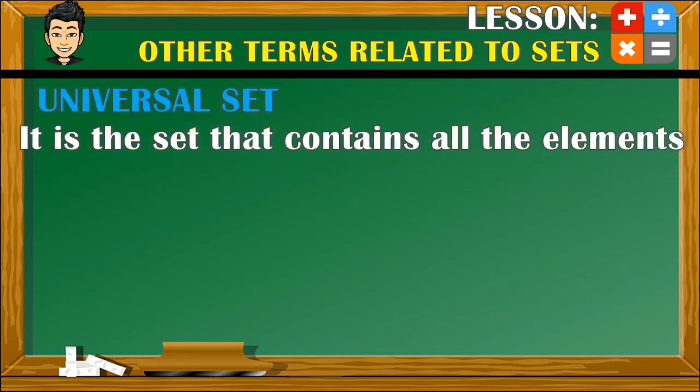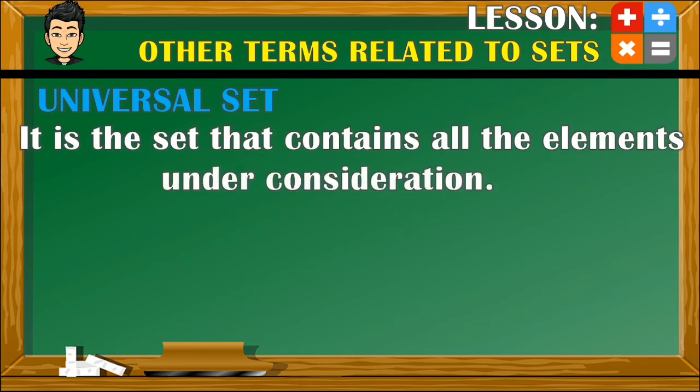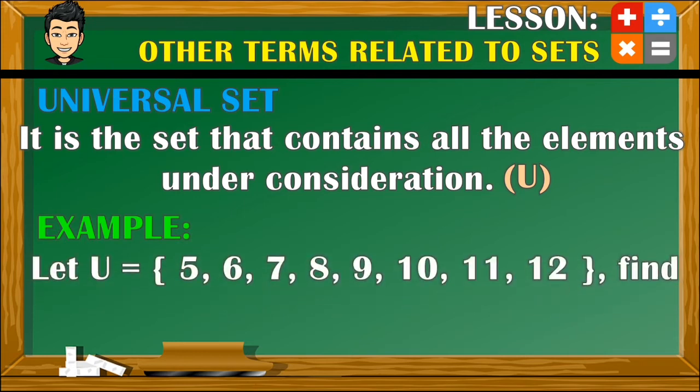Next, we have what we call universal set. It is the set that contains all the elements under consideration. It is the set where the elements of the other sets are taken from. Universal set is usually denoted by capital letter U. Let's have this example. Let U, or the universal set, have the following elements: 5, 6, 7, 8, 9, 10, 11, and 12.